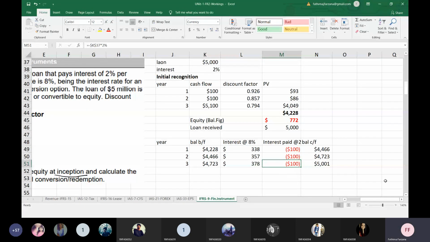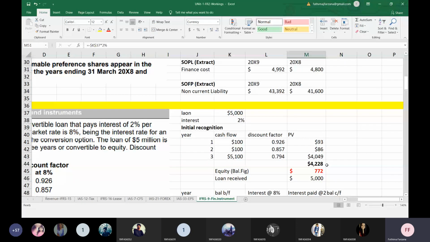So the pending amount you still have to pay is 5 million. They just asked how much will be your finance charge for the year. So we computed. It is interest at 8%, 378. But in that problem, ma'am, it is about non-convertible, no?